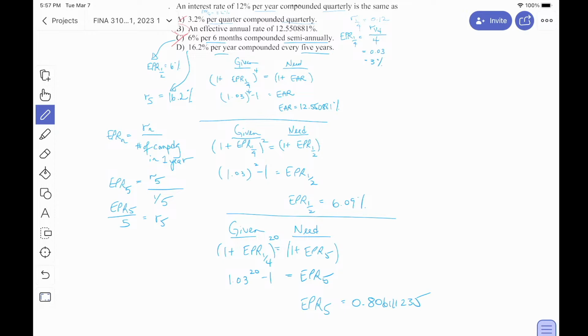And so to find our final answer, divide by 5. It's not just 16.2, it's 16.122. So this is wrong. It's close, but it's not the right answer. Okay, so that's why B is the right answer.